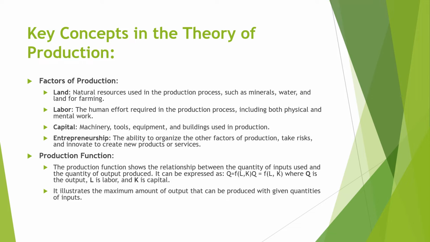The definition of this alphabet, where Q is the output, that is, Q stands for output, L stands for labor, and K stands for capital. It illustrates the maximum amount of output that can be produced with given quantity of input. So the quantity of output produced depends on the maximum quantity of inputs.